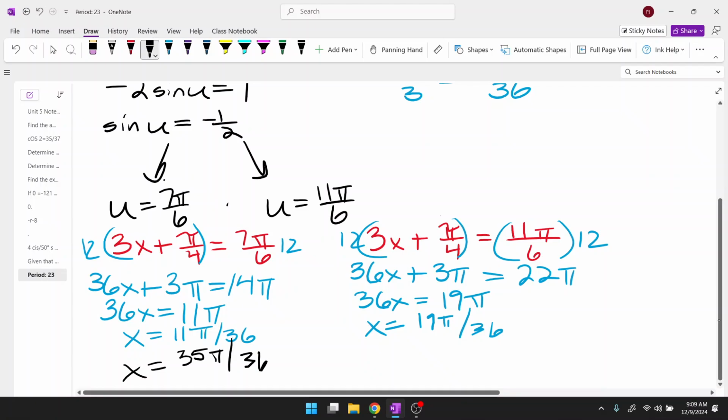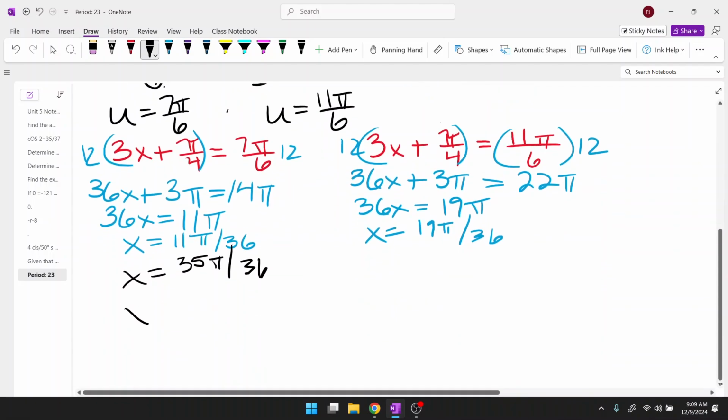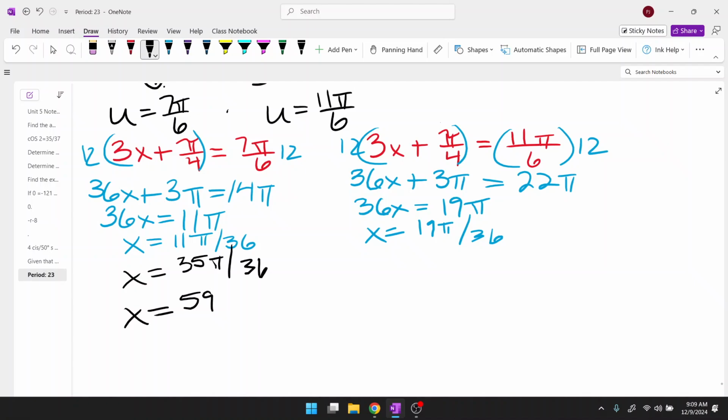And if I added another 24, that's going to be, let's see here, that should be 59 pi over 36. Now, if I added another 24 pi over 36, that takes us beyond. So we don't need that. Now, for this one, if I added 24 to 19, we would have 43 pi over 36, and then 67 pi over 36.